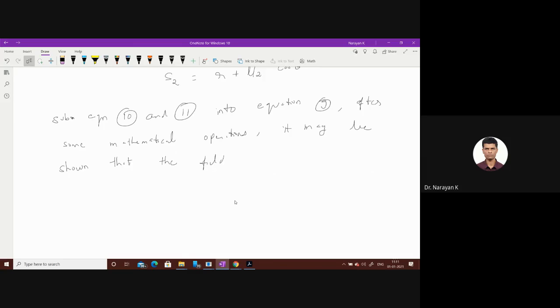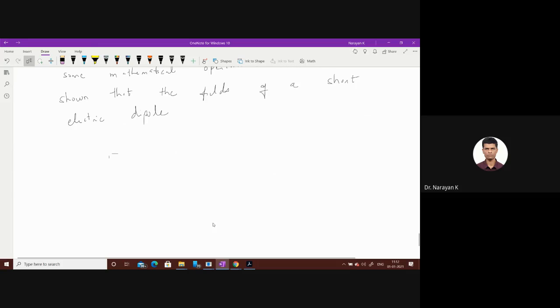the fields of a short electric dipole: ER is equal to I naught L cos theta divided by 2 pi epsilon naught, e raised to the power j omega t minus r by c, into 1 upon c r square plus 1 upon j omega r cube. This is equation number 12.